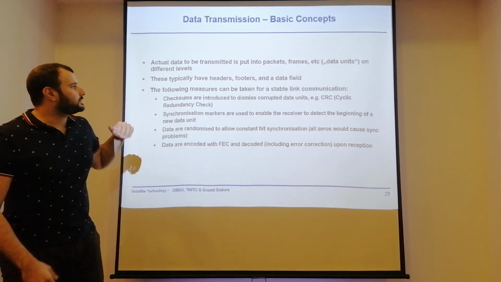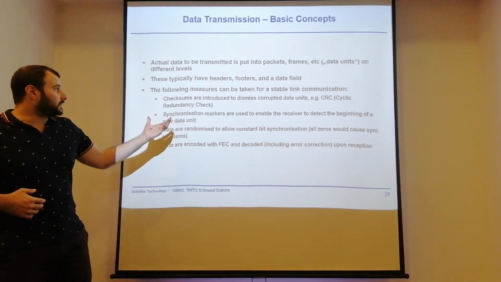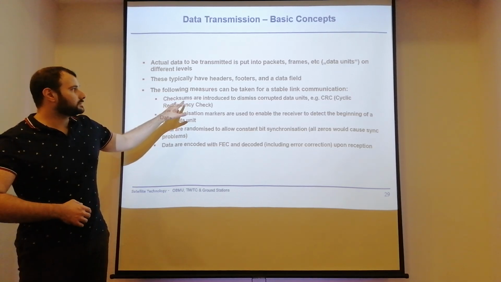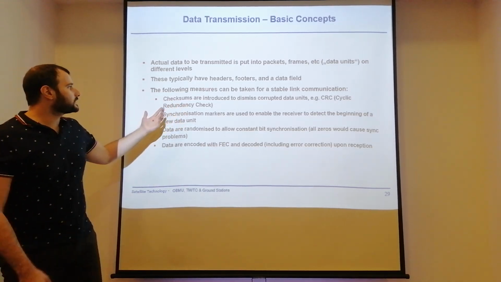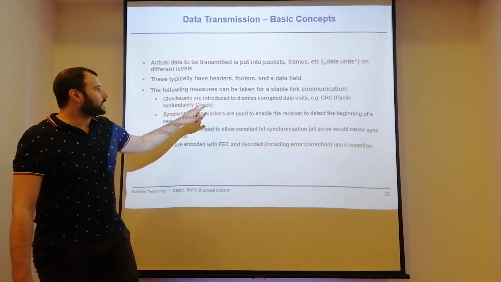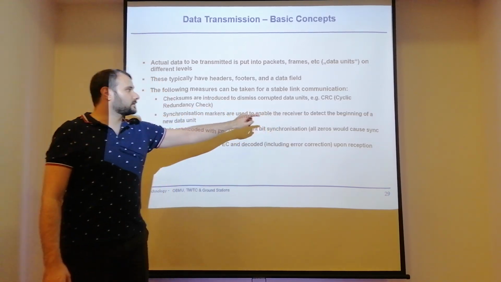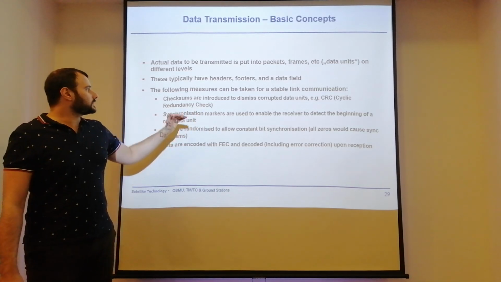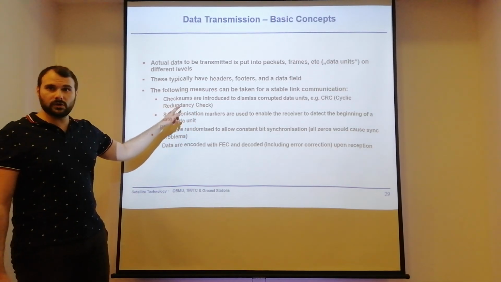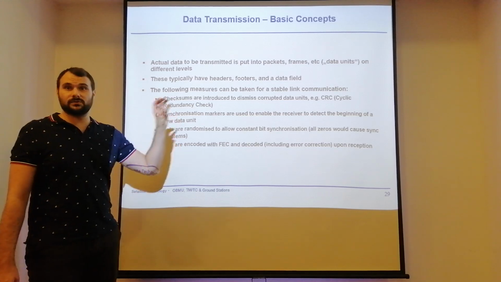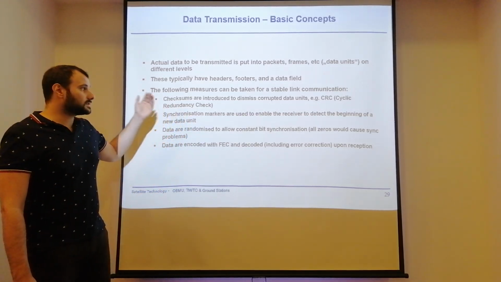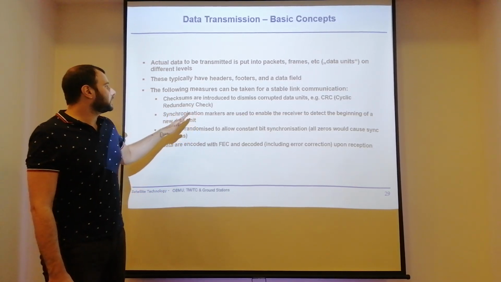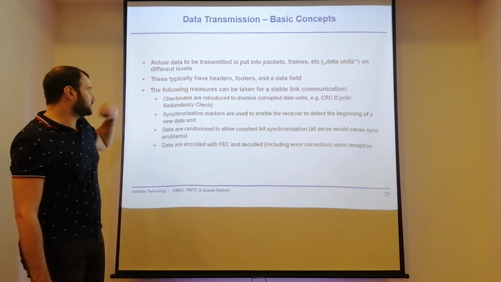And the following measures can be taken for a stable link communication. You can add checksums onto your data to dismiss corrupted data units. An example is the cyclic redundancy check, the CRC. If you detect that the checksum is wrong, you know some of your data is corrupted within the link, so you dismiss the data at this point.